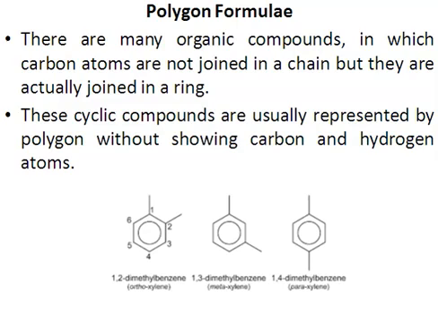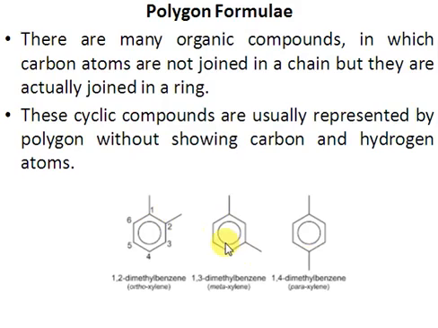So the next type of formula that is normally used is the Polygon formula. The Polygon formula is only used for organic compounds that are joined in the form of a ring, right? So the Polygon formula cannot be written for organic compounds that are in the form of a chain. Polygon formula is only for organic compounds in the form of a ring or cycle, right? For example, you can see there we have a cyclic system. We have a benzene ring here, right? So these are substituents on the benzene ring, right?